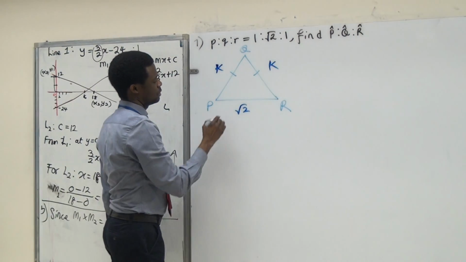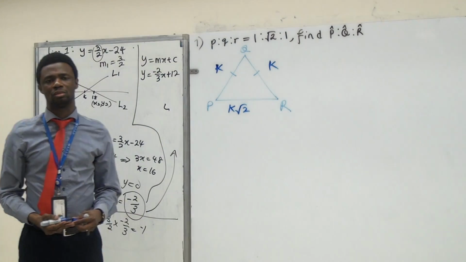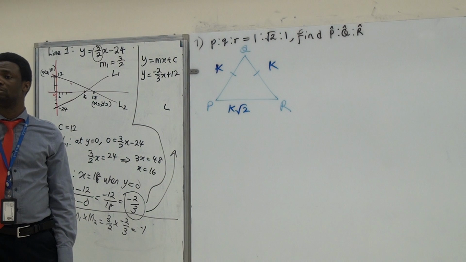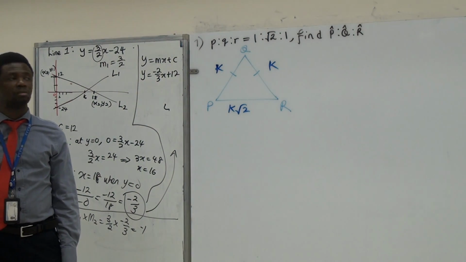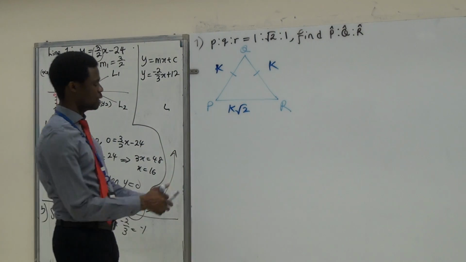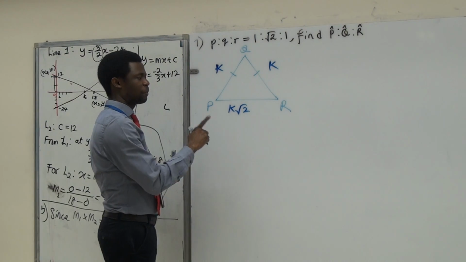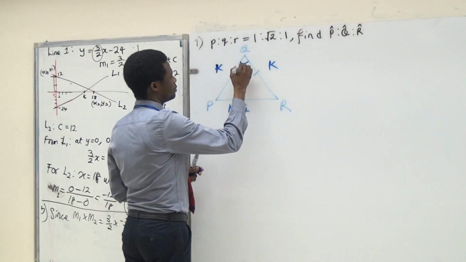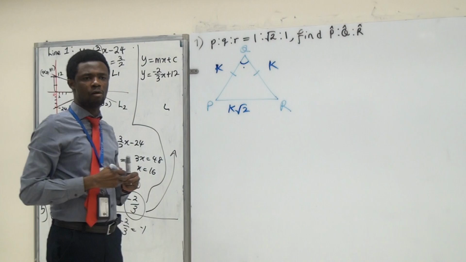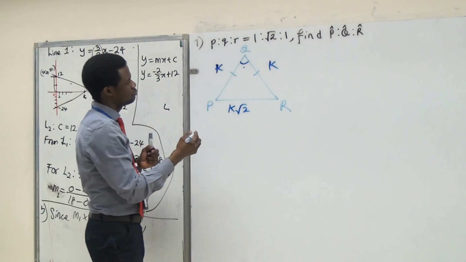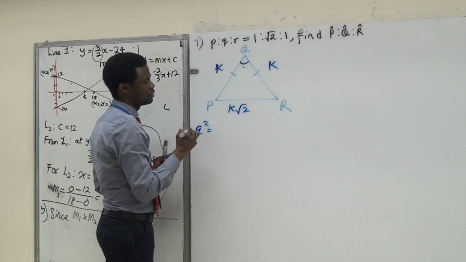K, K, K√2. So this is the perfect picture. Does it make sense? This is the perfect picture. Questions? I could start with P or R easily, but I'm going to start with Q because of something I wanted to see. So because I'm starting with Q, I state the cosine rule of Q.